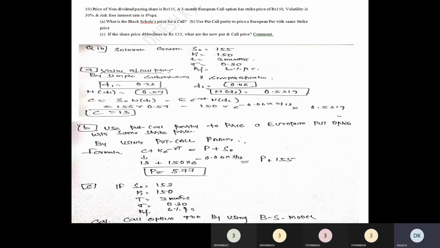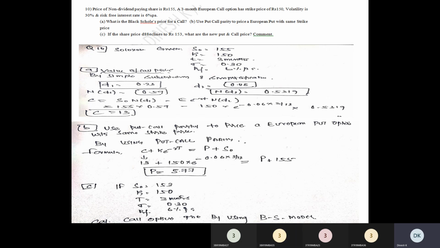So 13 plus the strike price 150 times e to the power of minus R. What is the risk-free rate here? How much is the percentage? 10%? 6%. How much? 6%. Okay, 0.06 multiplied by the time to expiry. How much is the time to expiry?